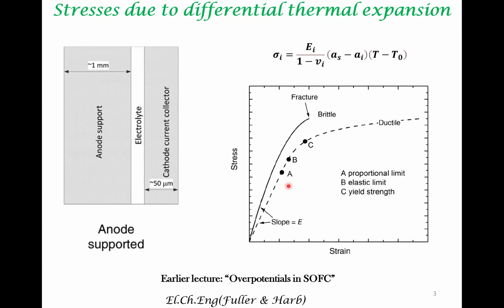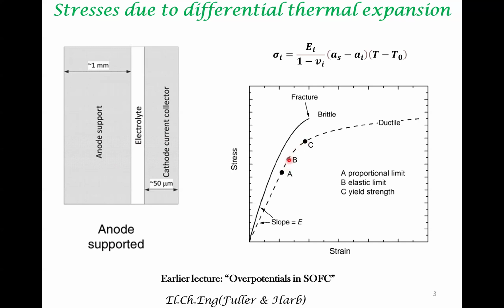As opposed to ceramics, metallic components' stress-strain behavior is shown here. There is a particular level of stress and strain where there is a linear dependence of stress with respect to strain. When you go from A to B, there is still a linear dependence of stress and strain, but the slope is different.